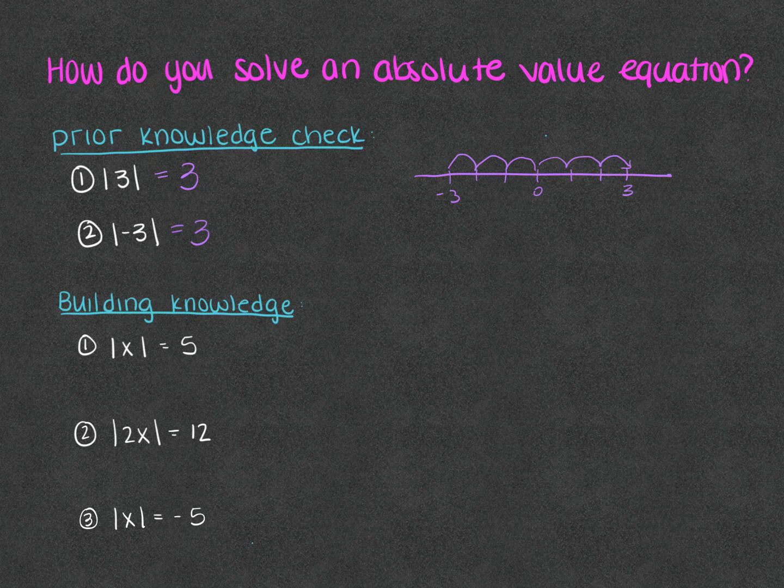Okay, so for building knowledge, if we know that the absolute value of 3 is 3 and the absolute value of negative 3 is 3, then see if you can figure out number 1. So for this one, we would know that the absolute value of 5 is 5 because it's 5 spaces from 0, and the absolute value of negative 5 is 5 because it's 5 places from 0. So we're going to get 2 answers, positive 5 and negative 5.